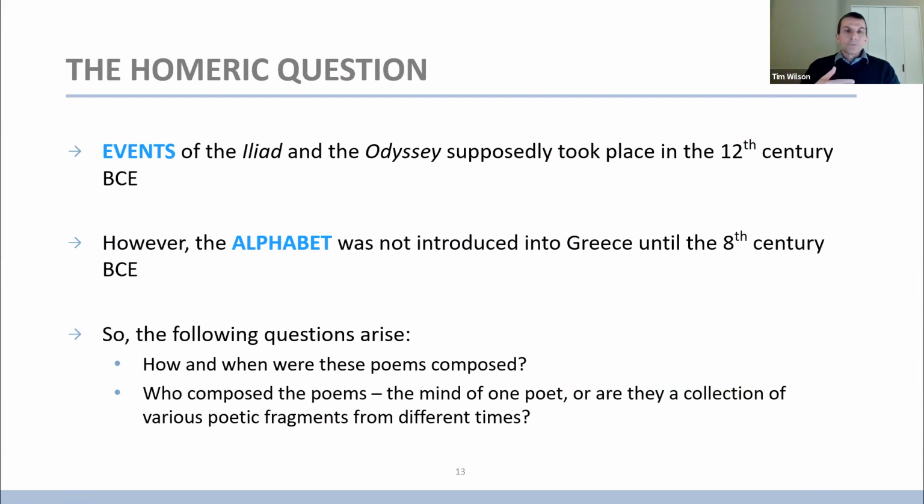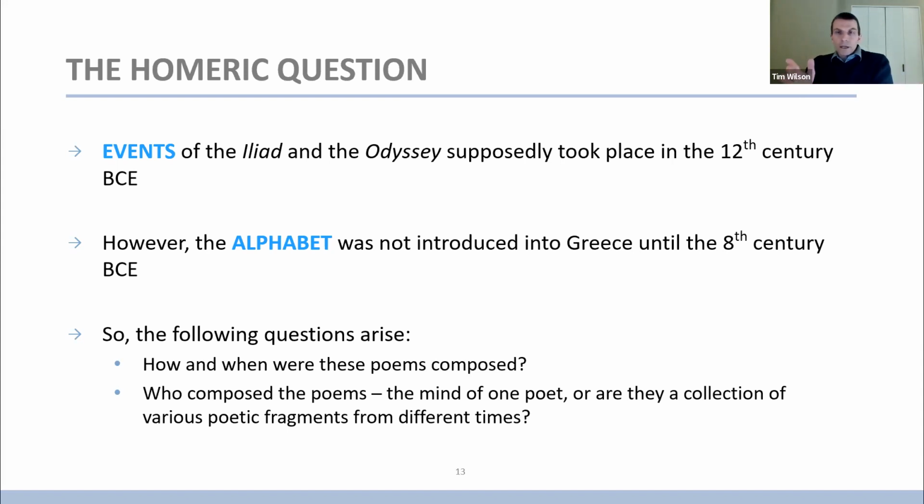So during the Mycenaean era, so the era during which the events of the Iliad take place, so the 12th century and before that, the Mycenaean era, they did have a script called Linear B, but that was lost in a period called the Greek Dark Ages, okay?